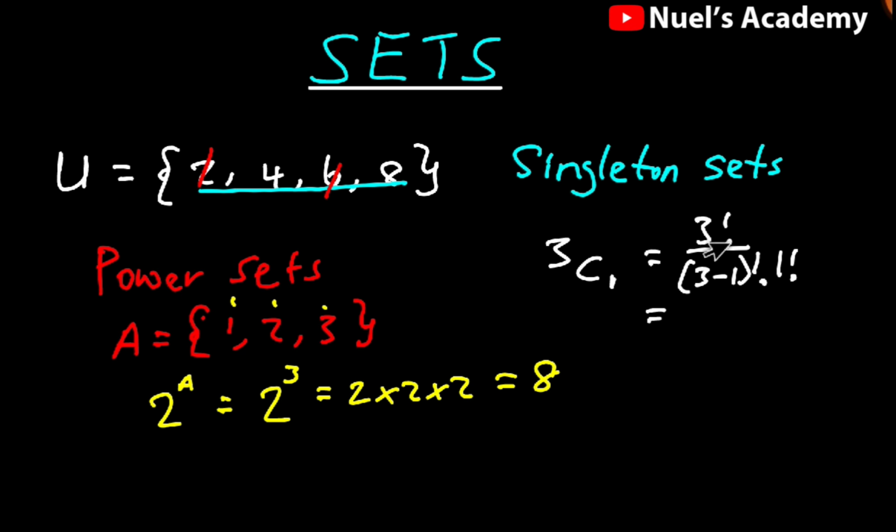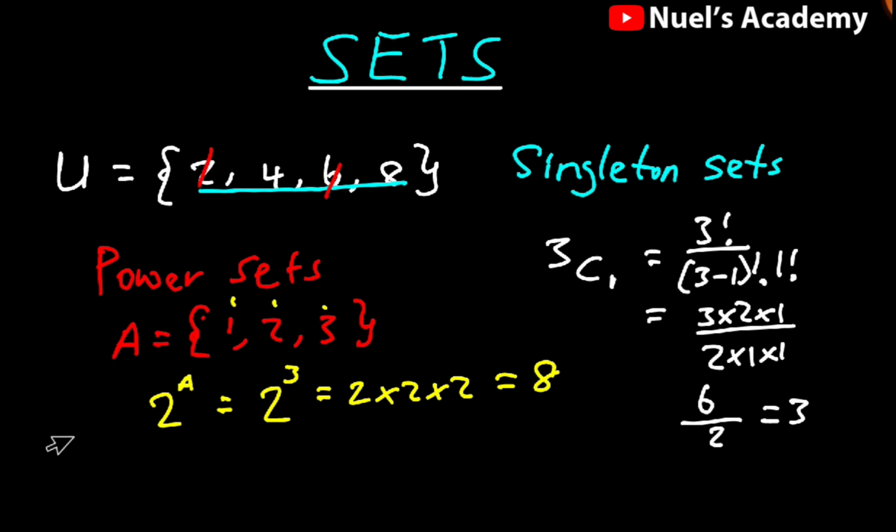So 3 factorial is equal to 3 times 2 times 1, divided by 3 minus 1, which is equal to 2. 2 factorial is equal to 2 times 1. Then multiplied by 1 factorial, which is just 1. 3 times 2 is equal to 6. 2 times 1 is equal to 2. 6 divided by 2 is equal to 3. So the number of subsets with one element is equal to 3.